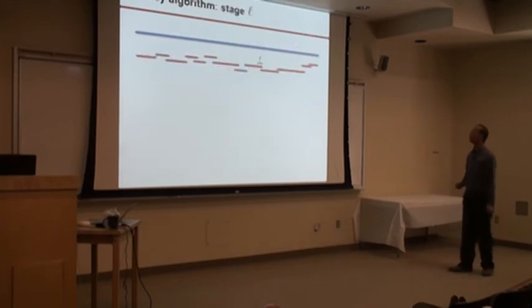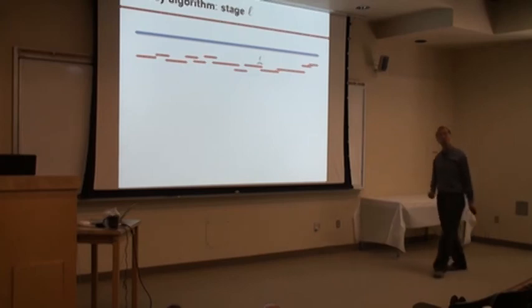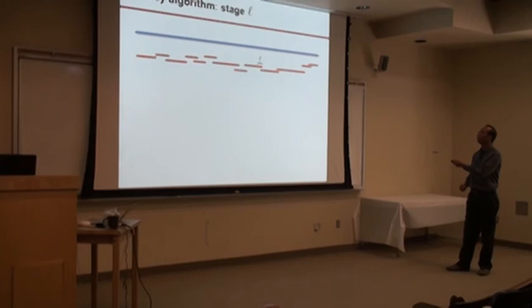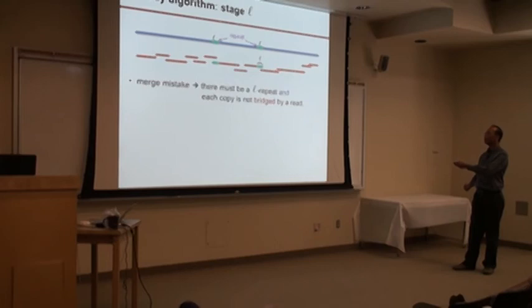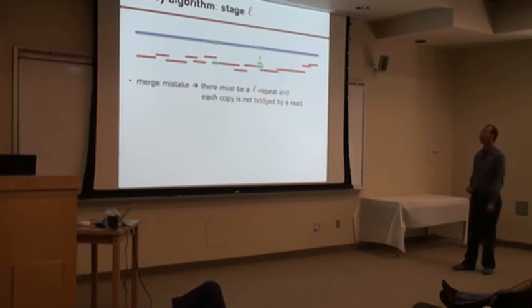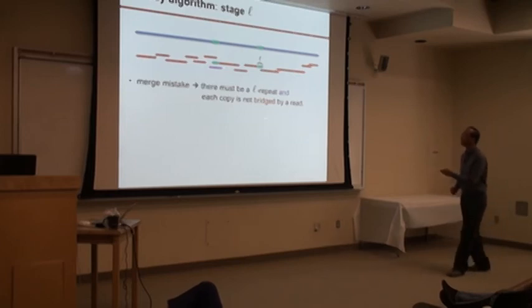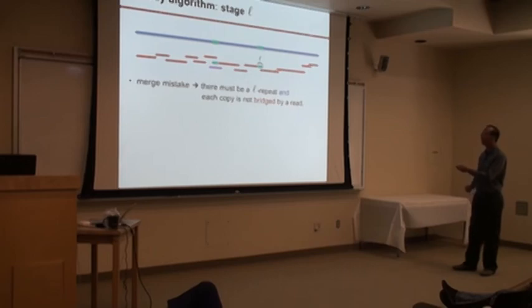Now, let's go to stage L. So at stage L, we're talking about merging reads with overlap of little l. Now, if you have a repeat of length little l, then it seems that you'll be in trouble, right? But actually not, and here's the reason why. If you have an l repeat, you'll be in trouble only if at the same time each copy is not bridged by a read. What does bridging by a read mean? Bridging by a read means that you have a read which goes from one side of the repeat to the other side. I claim that if this does not happen, then there will be a problem.